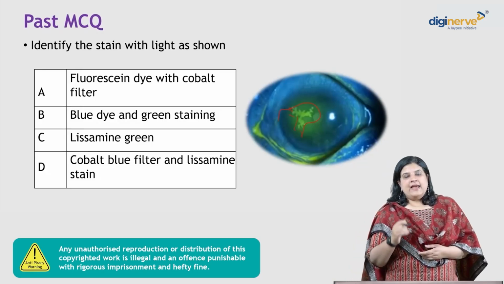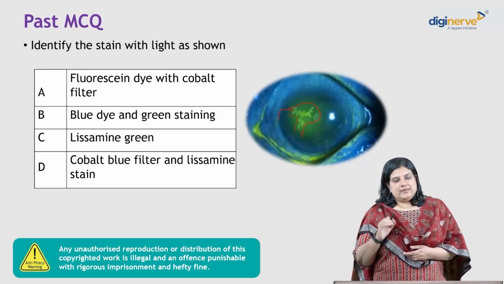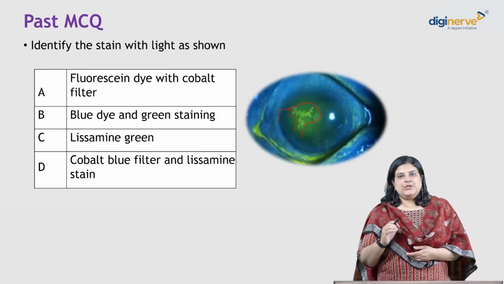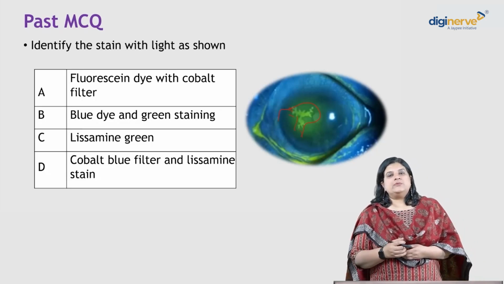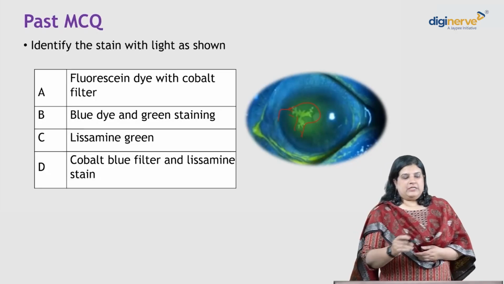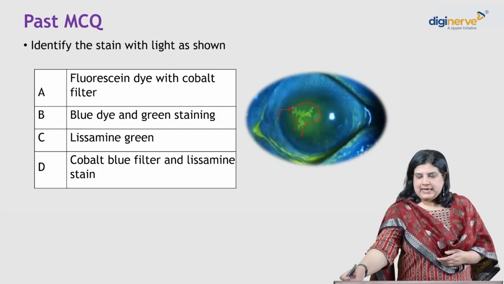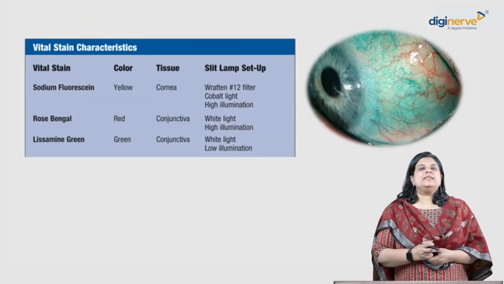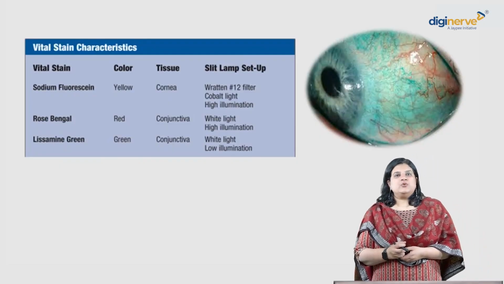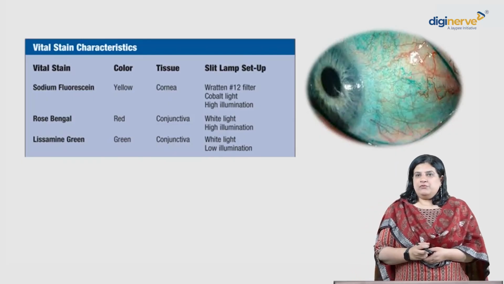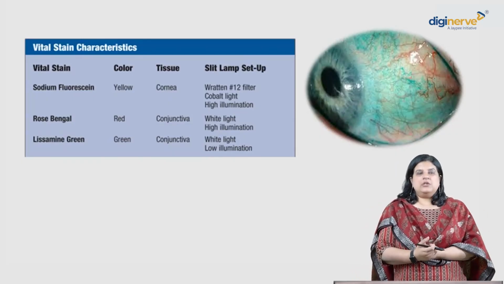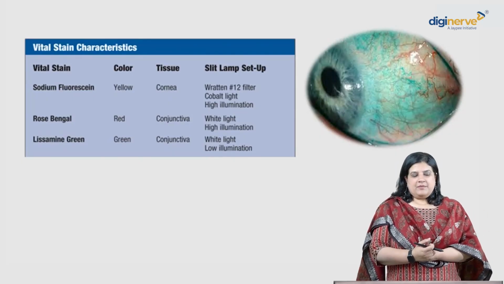Now, as I have already told you, the dye that we are using to stain is a fluorescein dye, and that appears green when it is visualized through the blue filter. The answer clearly is A. But let's look at certain other vital stains that are used to stain the conjunctiva and the cornea. We have sodium fluorescein, the one we talked about, rose bengal, and Lissamine green.